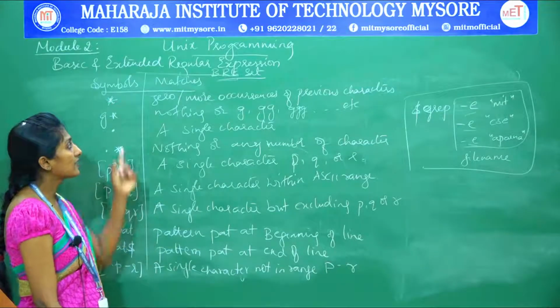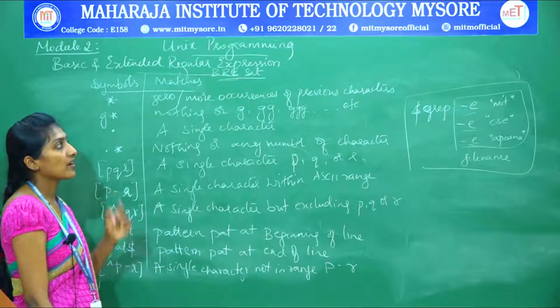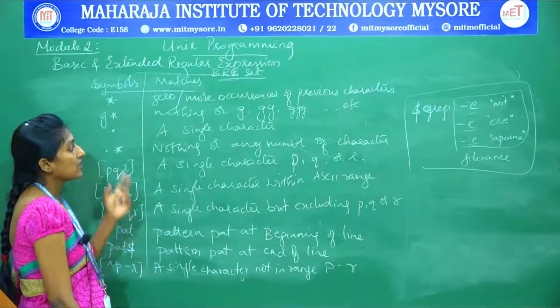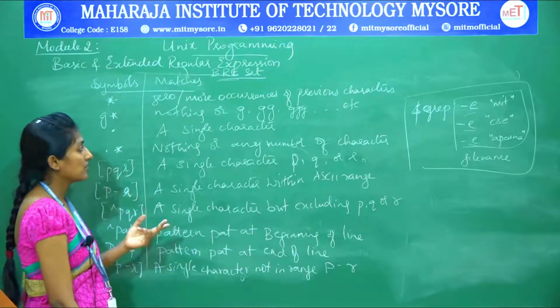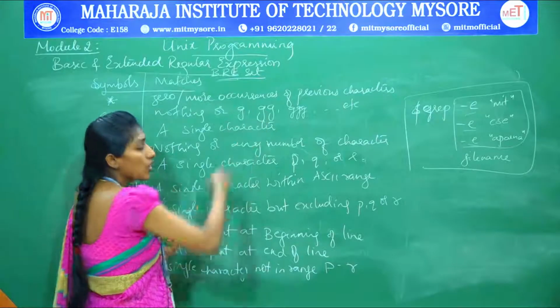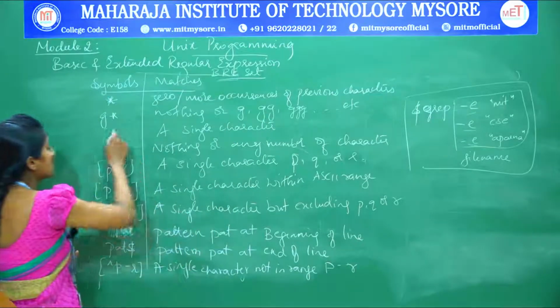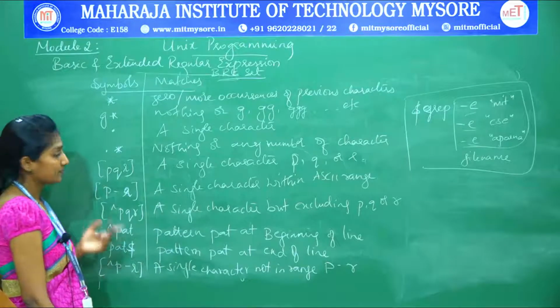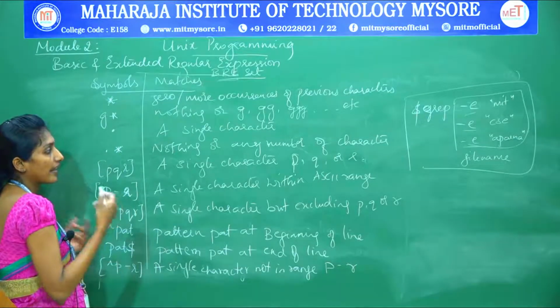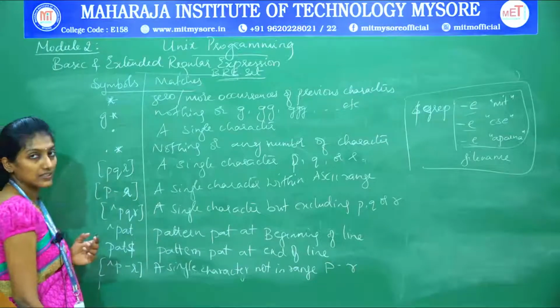One of the expressions here is star. Star is going to match zero or more occurrences of the previous character. Then G star, what does it represent? Either it matches nothing, or it might match a single G, or double G, or more than that also. Next, dot represents a single character. Dot star represents either nothing or any number of characters after this.